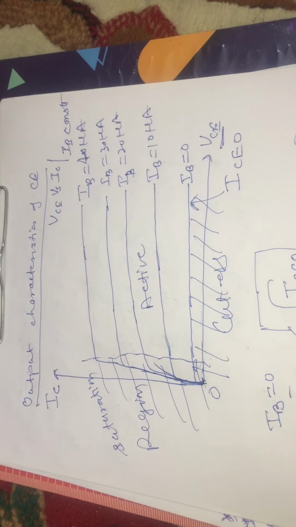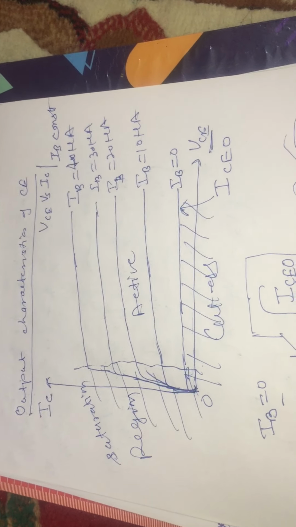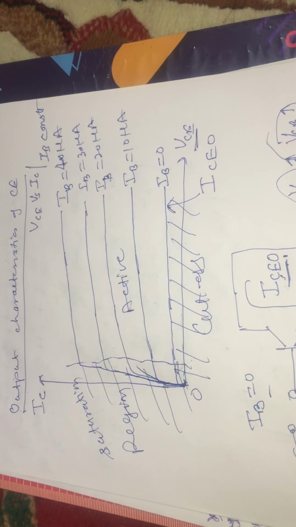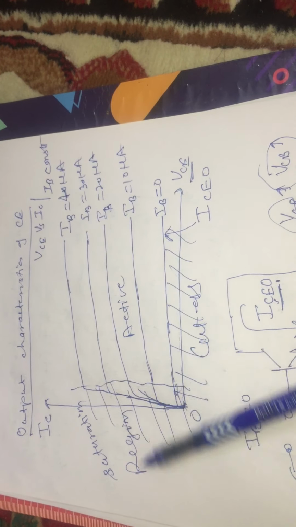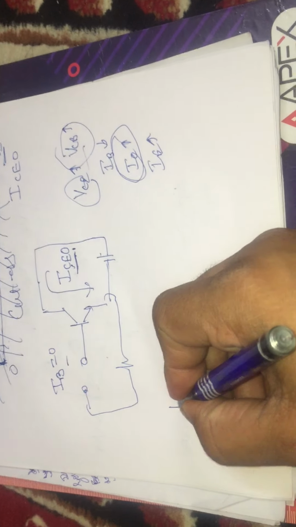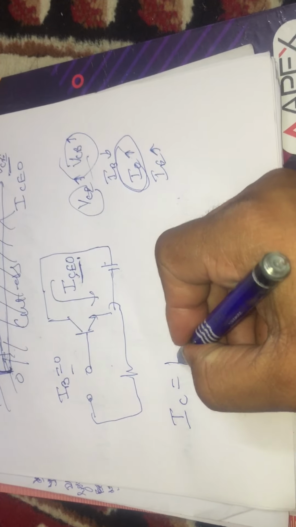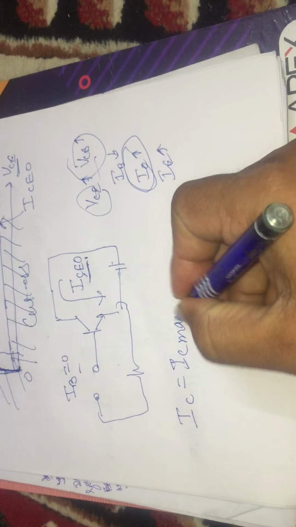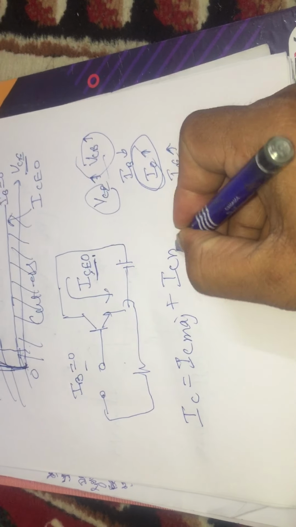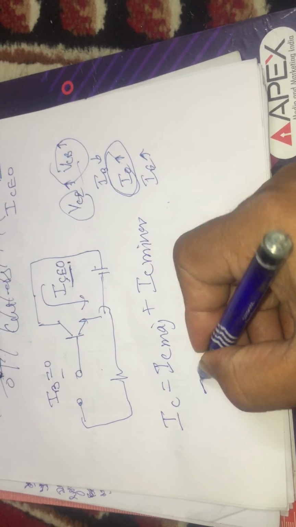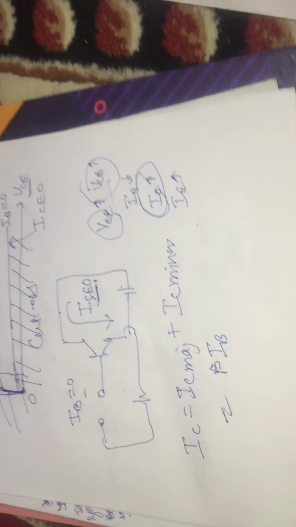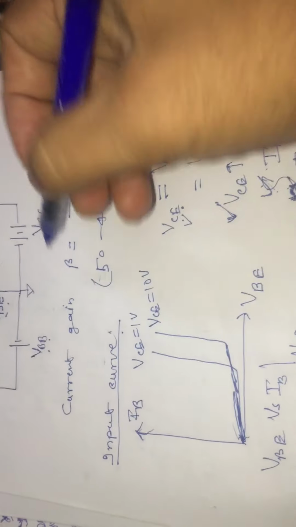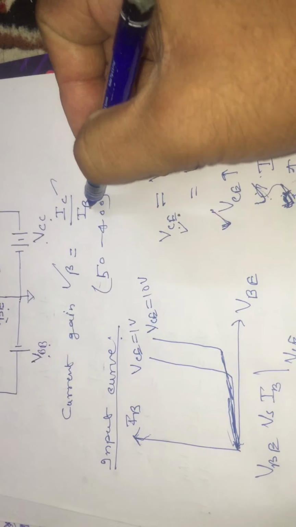So we can write here that the transistor is working in three modes: saturation, active and cutoff, as it is given in the notes. When IB is 0, a small current ICEO flows. So what is the equation for current here? What is IC? The output current is IC major plus IC minor. IC major is beta IB. So IC is equal to beta IB.